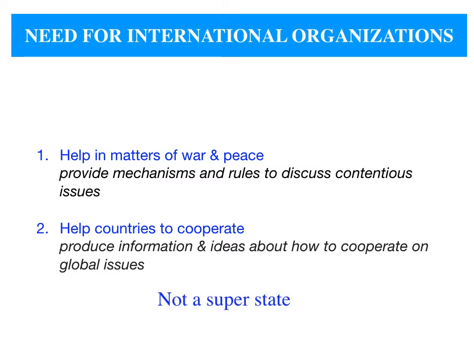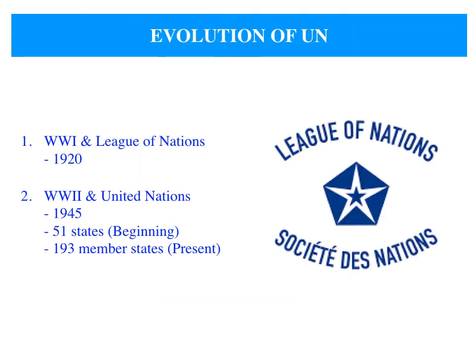So, having understood the need for international organizations, let us move on to the evolution of the United Nations. For this, we need to go back to the First World War. The First World War ended in 1918, right? With the end of World War I, all the countries were devastated. So this led the countries to come together and form an international organization that could prevent further conflict. This led to the formation of the League of Nations in 1920. The main job of the League of Nations was to prevent any further war.